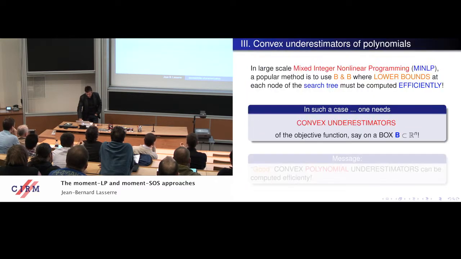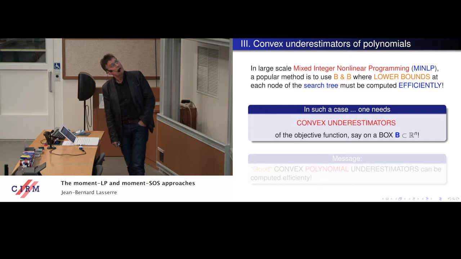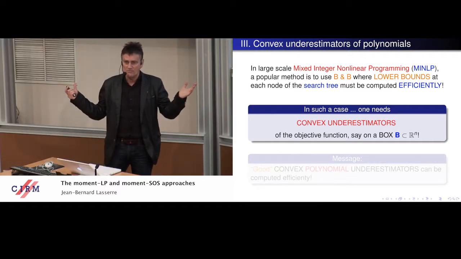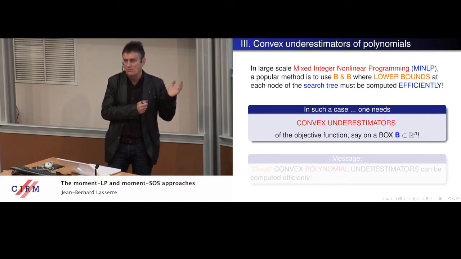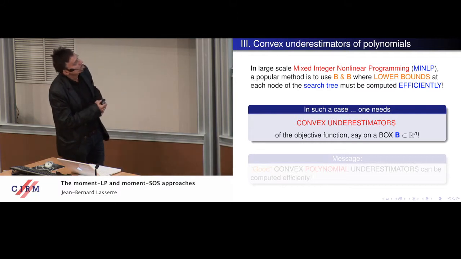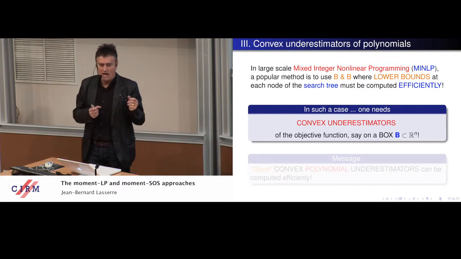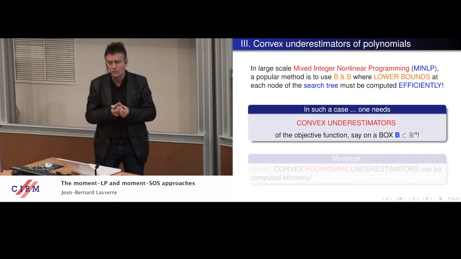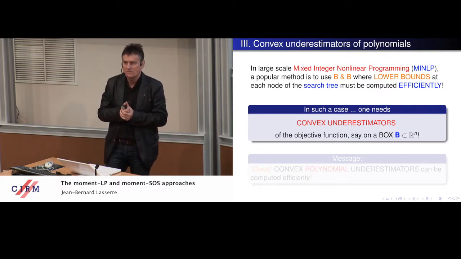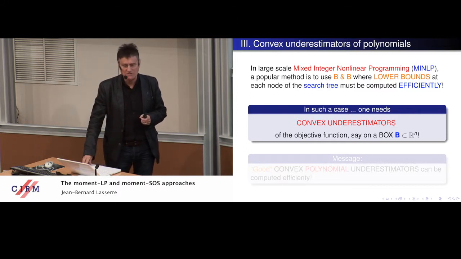So I won't go into details, and I end up with convex underestimators. Suppose now, in large-scale mixed integer nonlinear programming, a popular method, when it is a large-scale problem, we cannot use the SDP hierarchy to solve this problem because the size would be too large. So what people do in general is combine a branch and bound method with, at each node in the search tree, good lower bounds to make your branch and bound efficient. So how do you find a lower bound when your problem is non-convex, nonlinear, with discrete variables?